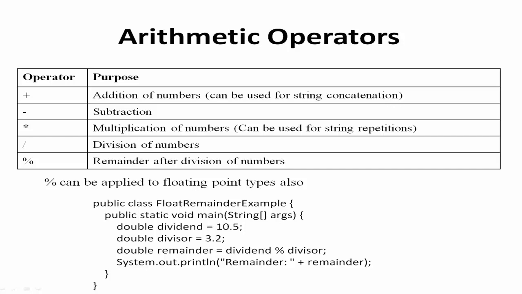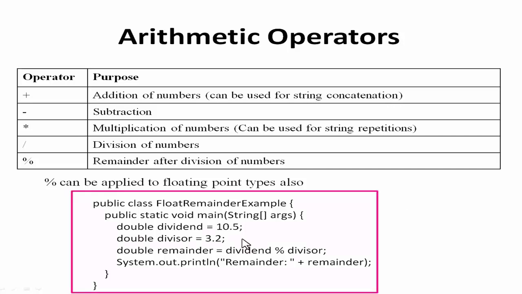For example, if you look at this particular program, we are going to take two values. The values are 10.5 and 3.2, which are the dividend and divisor. If you divide 10.5 by 3.2, you will get the remainder. This should be stored where you perform the modulo division. Without losing the precision, you are going to use the double.